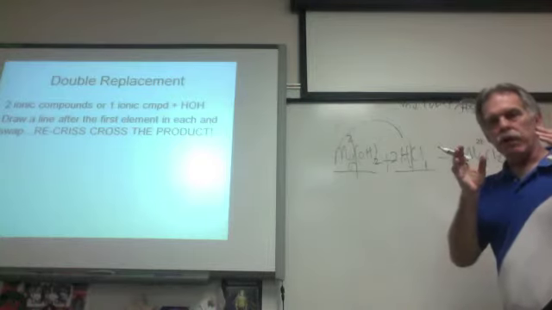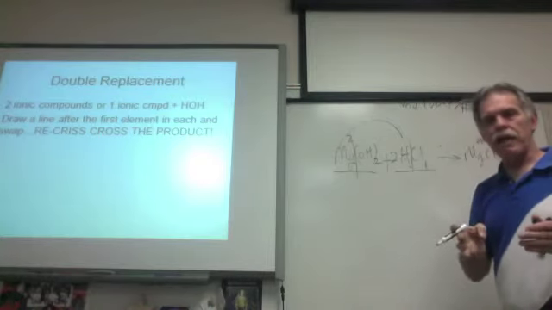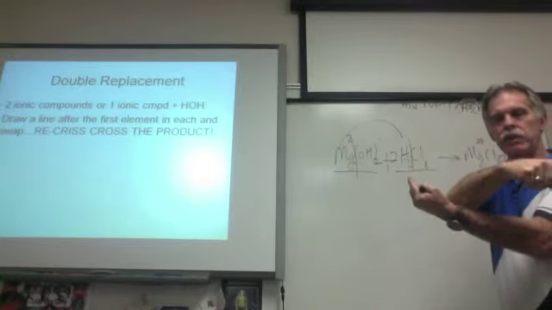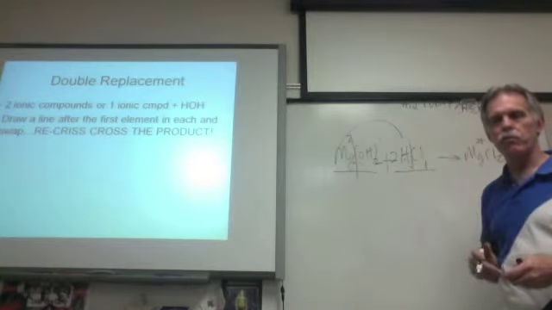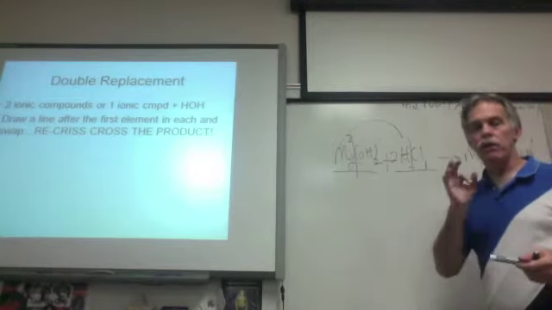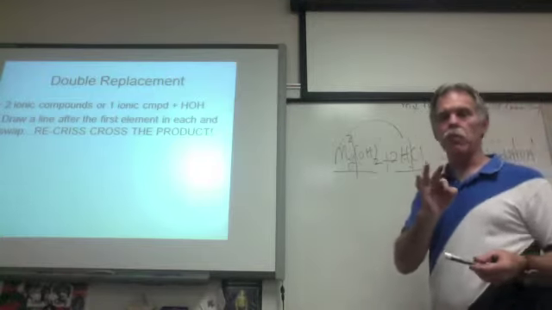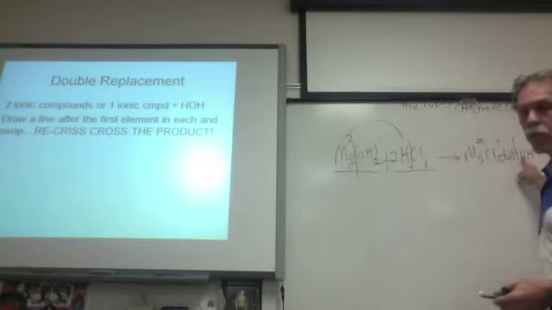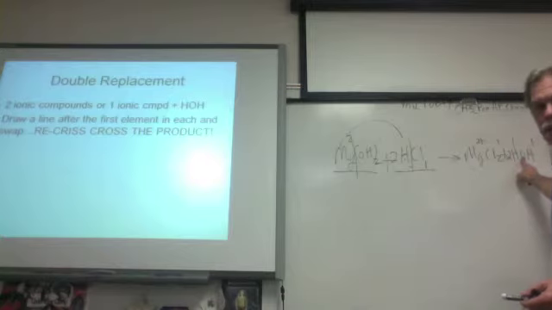So draw a line after the first capital letter, swap the first 2 partners, and re-crisscross on your new products, and then balance. That's double replacement. Now, there are 3 things that cause double replacement to want to occur. One is that water is a product, which is what we had happen here. HOH, H2O is a product, the reaction will occur.